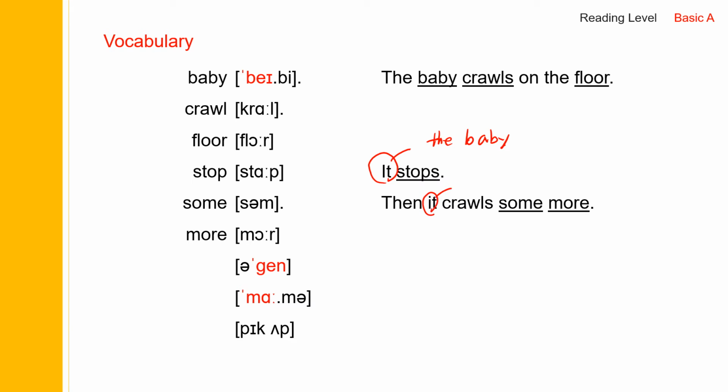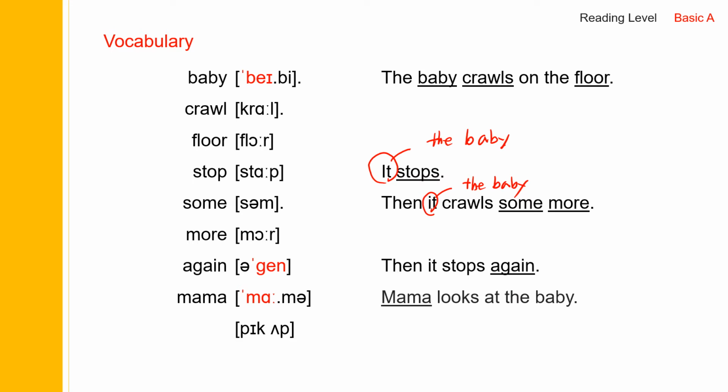Again, it is the baby. Next one, again. Again spells A-G-A-I-N, again. Then it stops again. And next one, mama. Mama spells M-A-M-A, mama. Mama looks at the baby.